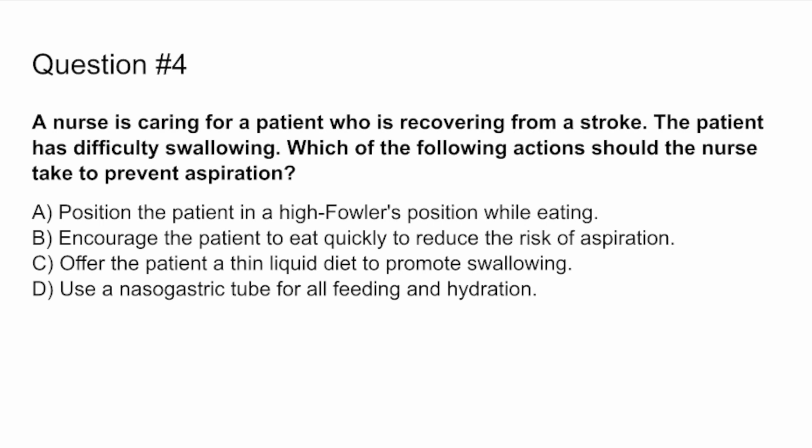Question 4. A nurse is caring for a patient who is recovering from a stroke. The patient has difficulty swallowing. Which of the following actions should the nurse take to prevent aspiration? So we have A, position the patient in a high Fowler's position while eating. B, encourage the patient to eat quickly to reduce the risk of aspiration. C, offer the patient a thin liquid diet to promote swallowing. Or D, use a nasogastric tube for all feeding and hydration.